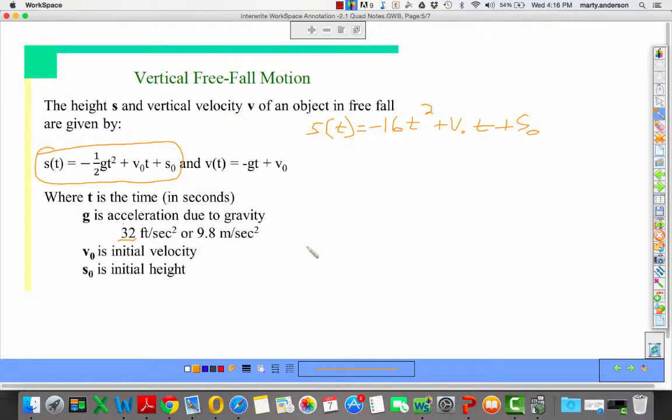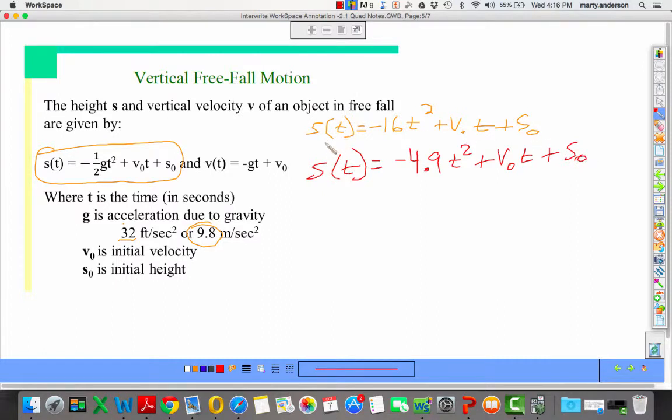V naught is initial velocity. How hard is an object moving when it's flung or dropped or whatever the case may be. S naught is initial position. And when we use the 9.8 in meters per second squared, we're talking about a position equation that looks like, I think most of the science classes actually use not negative 4.9, they actually use negative 4.91. For our purposes, we're going to use negative 4.9, half of 9.8. Negative 1/2 times 9.8, when I plug and chug, t squared plus v naught t plus s naught.